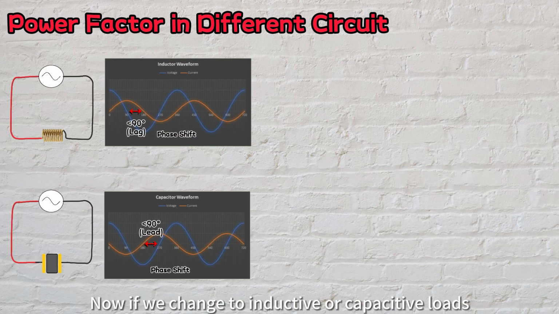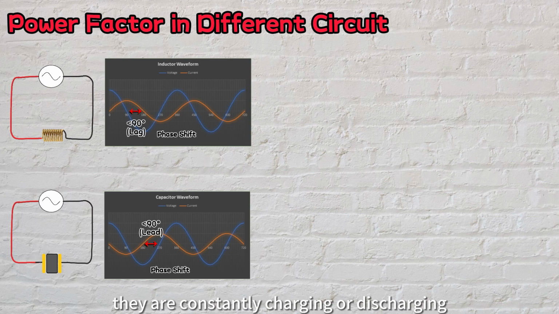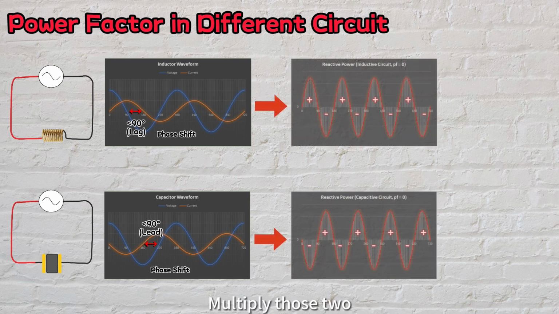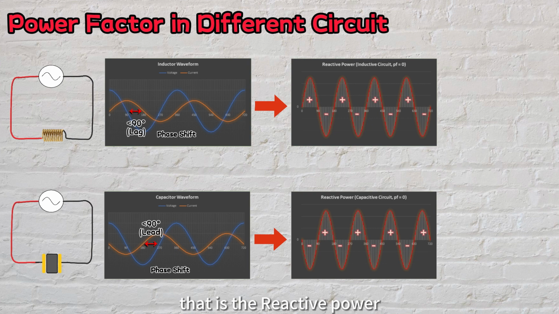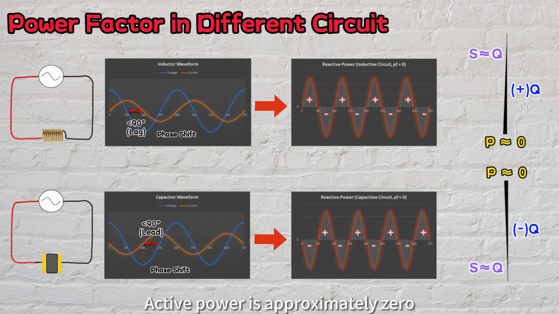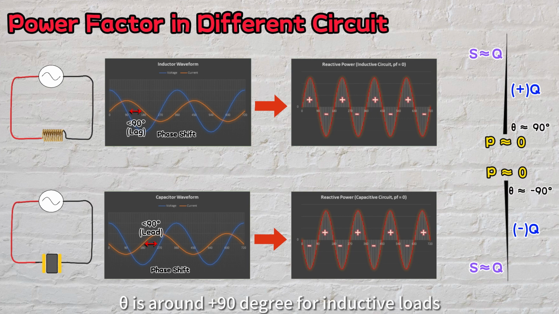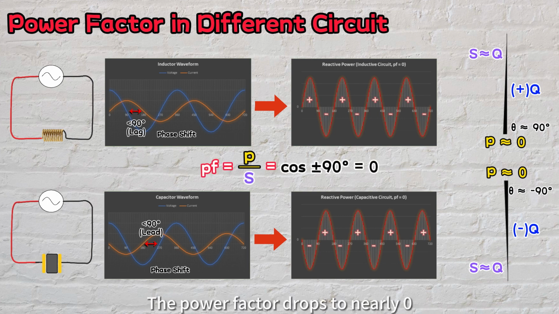Now, if we change to inductive or capacitive loads, they're constantly charging or discharging. This creates a phase difference between the voltage and current. Multiply those two and you get a power waveform that swings between positive and negative. That's reactive power. Active power is approximately 0. On the other hand, theta is around +90° for inductive loads and -90° for capacitive loads. The power factor drops to nearly 0. So, no real work is taking place here.